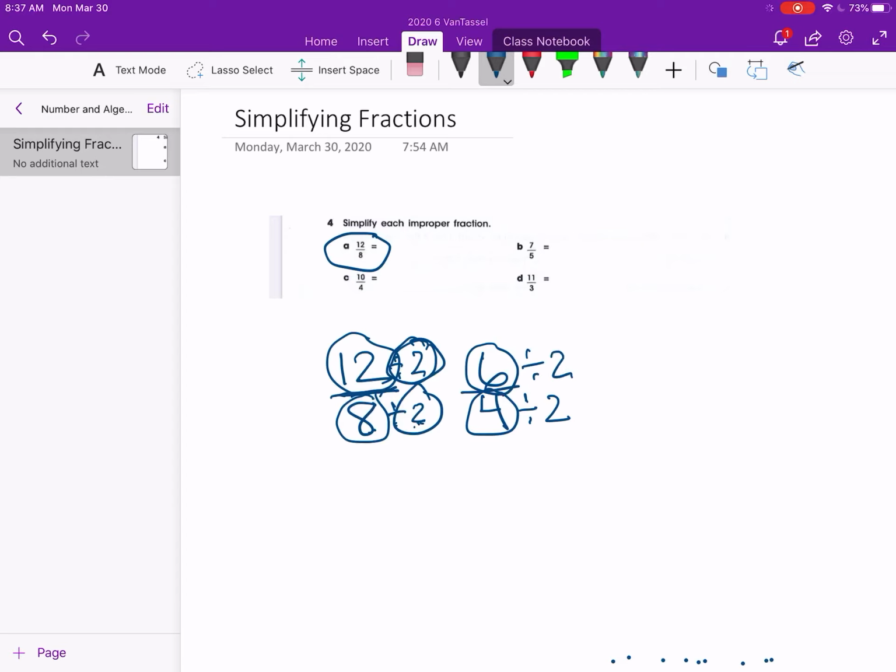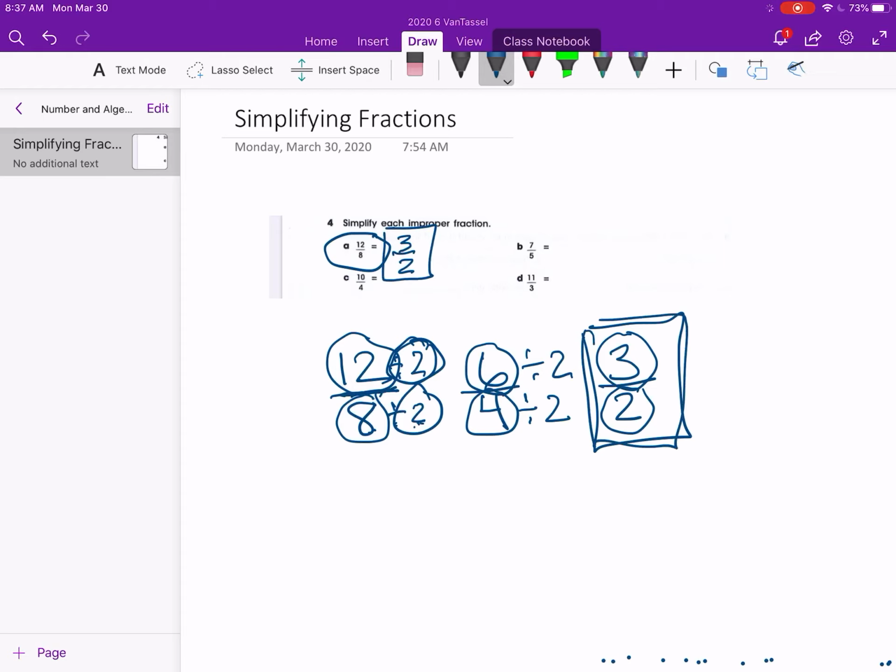4 divided by 2, that equals 2. 6 divided by 2, that equals 3. Now, can this be broken down any more? Well, the bottom number is even, the top number is odd. And in this case, it can't actually be broken down anymore. So 3/2 is 12/8 simplified. So 12/8 equals, if it's simplifying, equals 3/2. They're equivalent fractions. This is just the simplest, or the lowest looking numbers for the equivalent fraction.